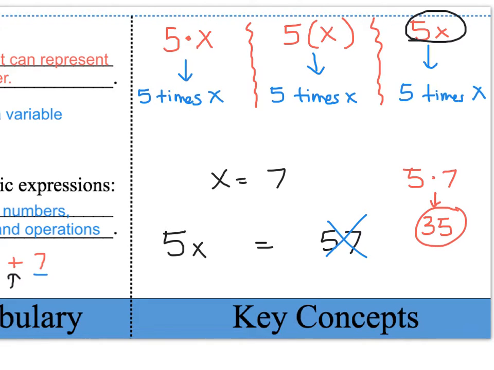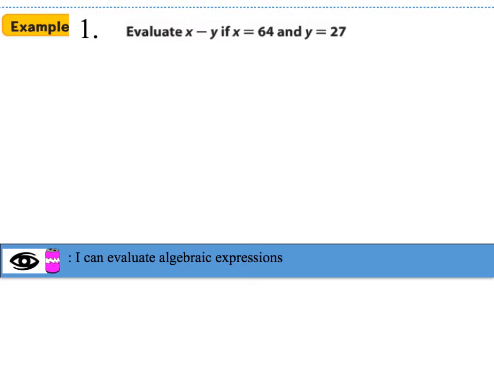So let's use these key concepts to solve the following examples. Example 1 asks us to evaluate x minus y if x equals 64 and y equals 27. The first thing we want to do is substitute the numbers representing the variables. For example, x we know is equal to 64. So in my expression, I'm going to substitute 64 wherever I see x. So 64 takes the place of x.